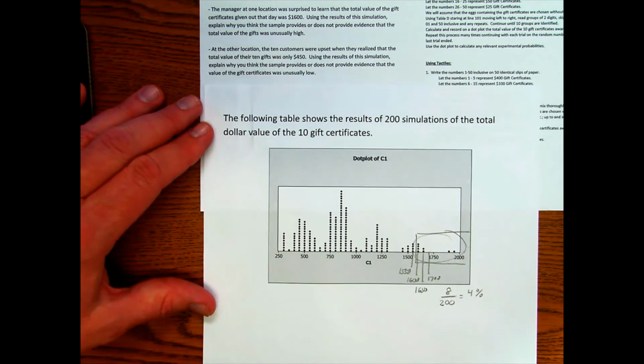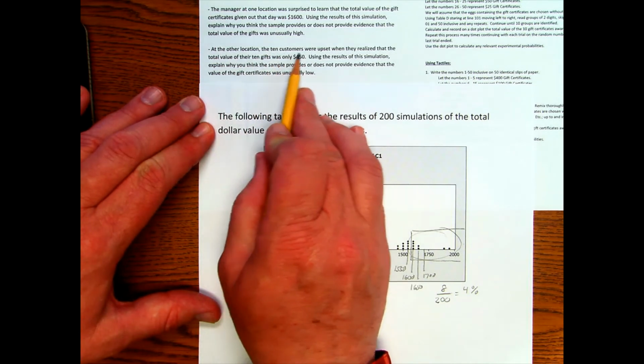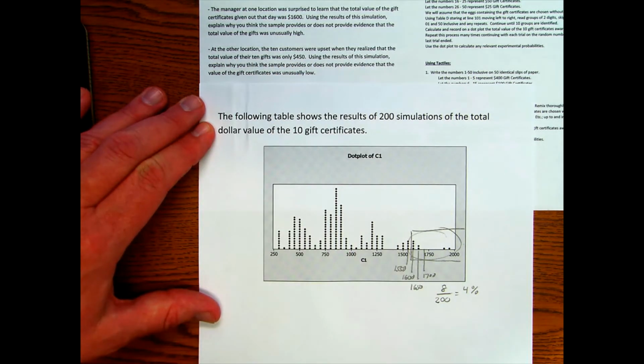Here's the other scenario. At the other location, the 10 customers were upset when they realized the total value of their 10 gifts was only $450. Using the results of this simulation, explain why you think the sample provides or does not provide evidence that the value of the gift certificates was unusually low.